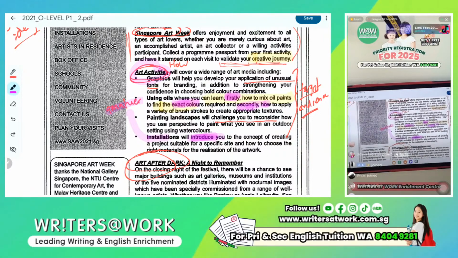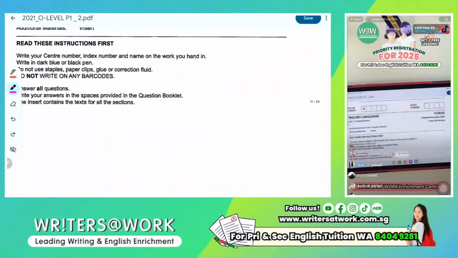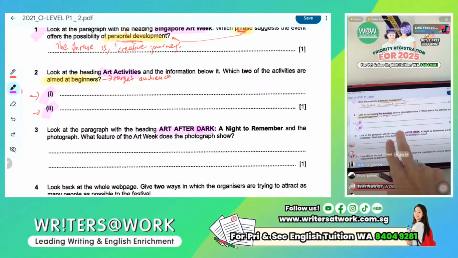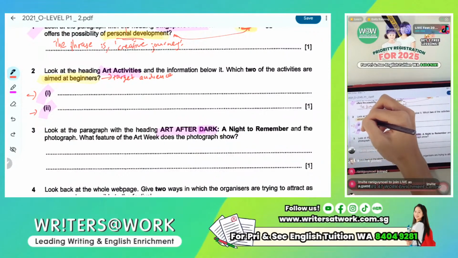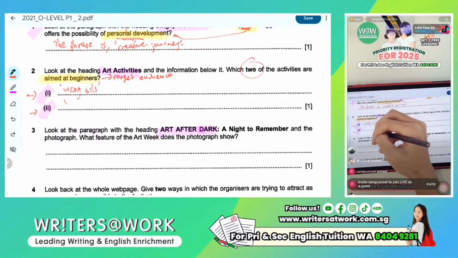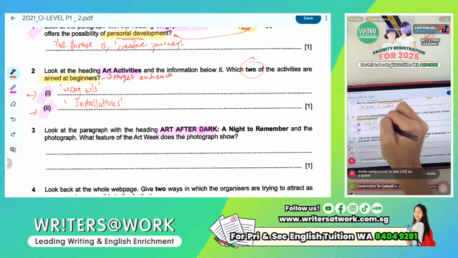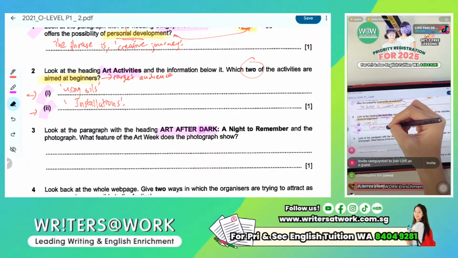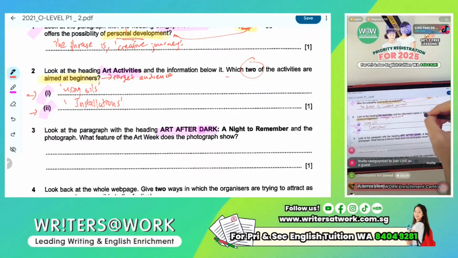Okay, so for this question, my answer will be as such. Which two activities are aimed at beginners? They just want you to list down the two activities. So the two activities: using oil and installation. I don't see any value in elaborating because they are asking you which, which means it's just a pure listing question.